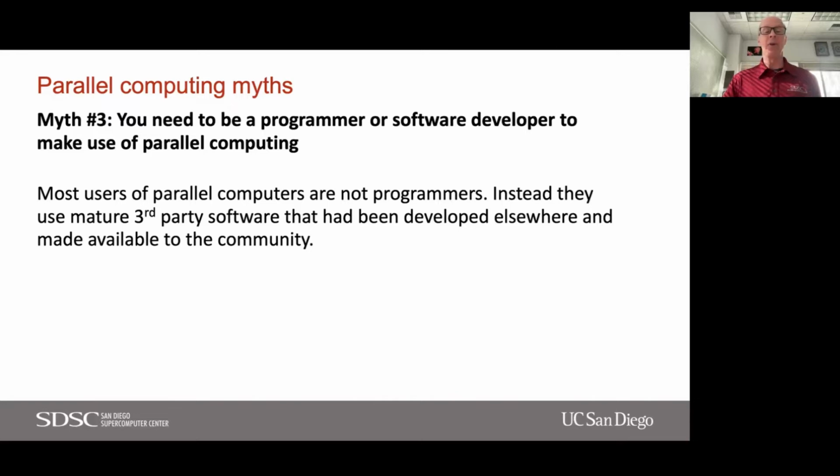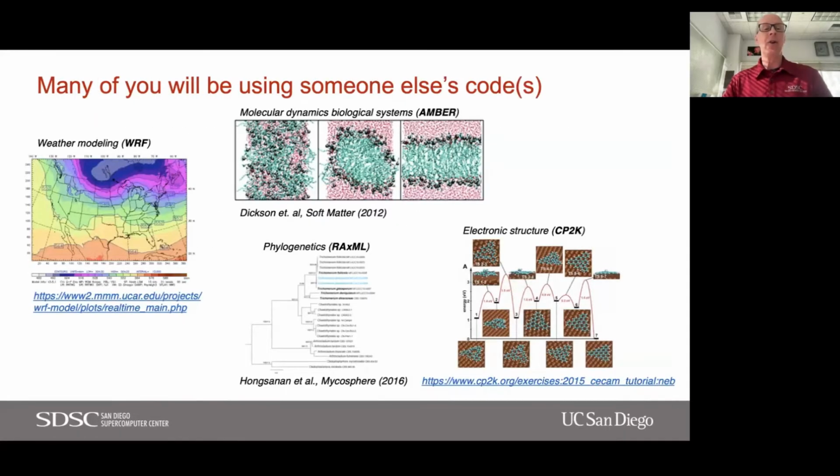Instead, they're using mature third-party software that had been developed elsewhere and made available to the community. So in a nutshell, many of you are going to be using somebody else's code. If you're doing climate and weather simulations, you're going to use codes like WRF that I show over on the left side of the slide.